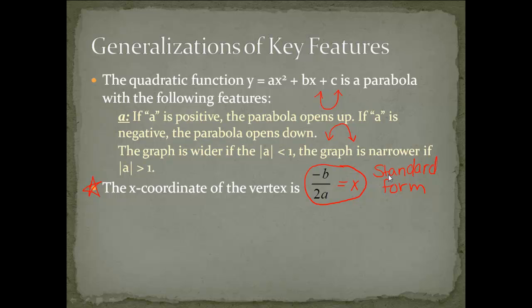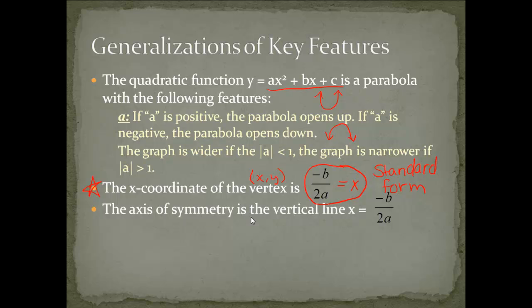Now if you want to think about the vertex as an xy ordered pair, this is a formula to get us the x. So you've got to think about what you are going to do to get the y value of that. Well, once you get your x value, you can sub it back into your equation and calculate it out, and it will give you its partner. It'll give you the y value in return.